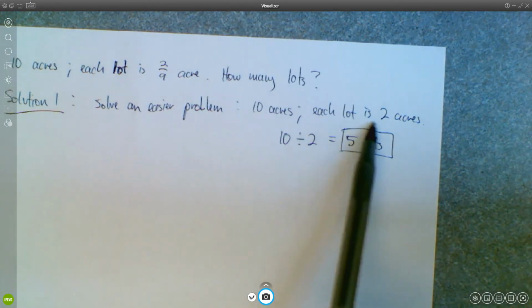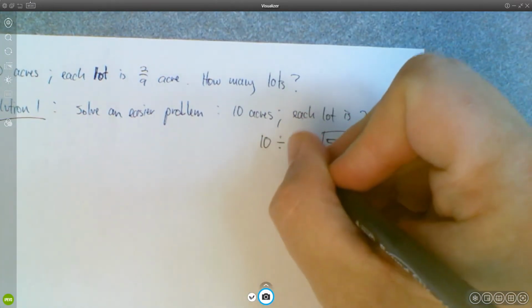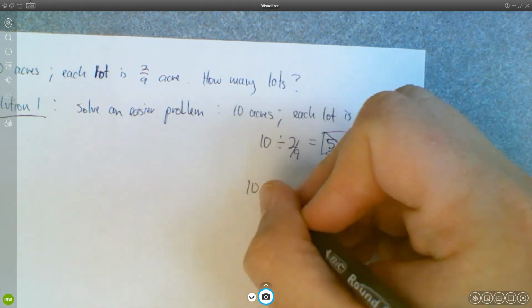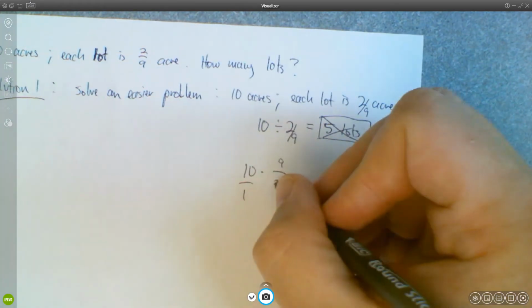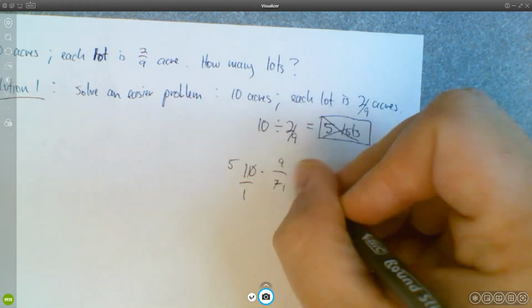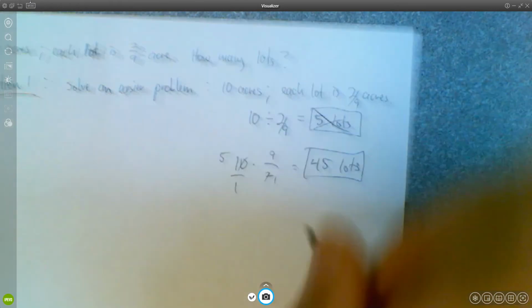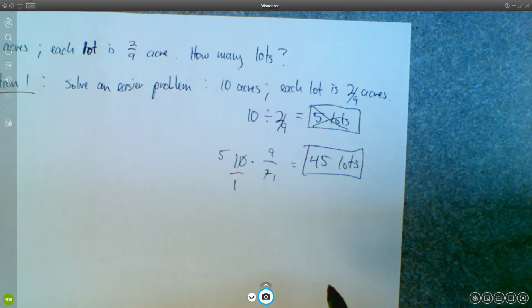So now when we change this to 2/9, then this gets changed to 2/9. And so our answer becomes 10 times 9 over 2. I can think of that like 10 over 1, I suppose. And get 45. Right, so 45 lots. This would be a very bad way to show this on a test, by the way.